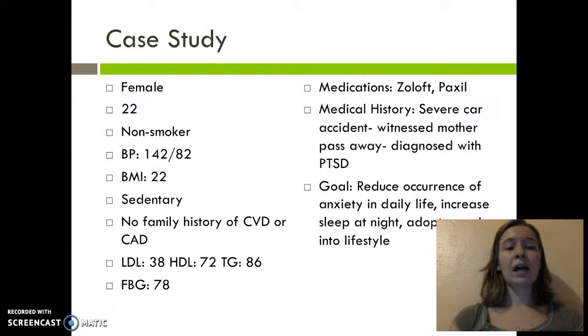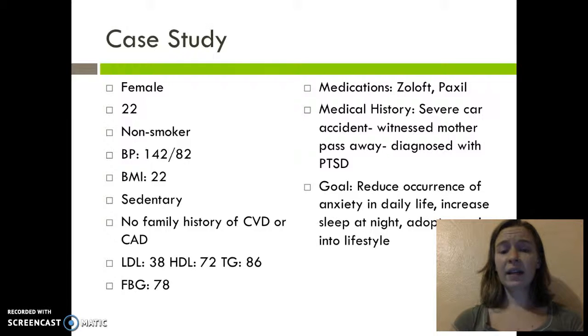Today, we're going to look at a case study of a female who is 22 years old. She doesn't smoke. She does have high blood pressure, which is something to be careful of. Her BMI is normal. She is sedentary, which is also something to take note of. She has no family history of cardiovascular disease or coronary artery disease. Her cholesterol levels look great, as well as her fasting blood glucose.